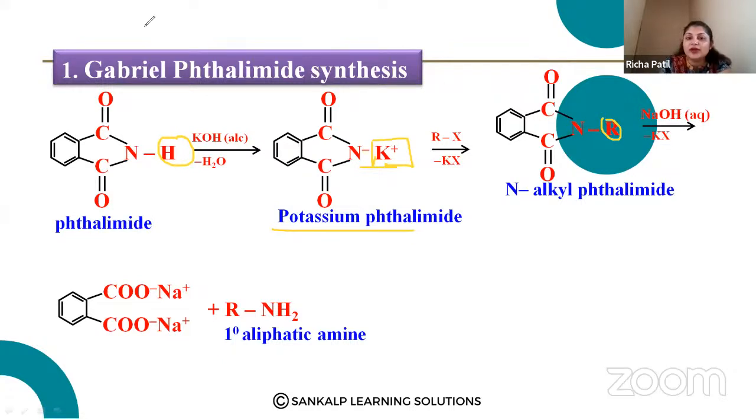Further, you treat this with NaOH, a strong base, in aqueous medium. What happens? At this particular bond, this bond breaks, and it forms COONa, a carboxylate salt, plus a primary aliphatic amine. So this is Gabriel phthalimide synthesis, wherein you prepare your primary aliphatic amine from an amide. From phthalimide, you synthesize your primary aliphatic amine. This is one of the important syntheses for the preparation of amines.